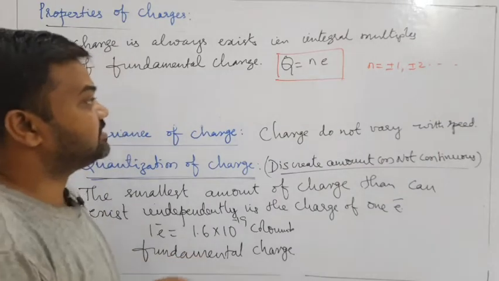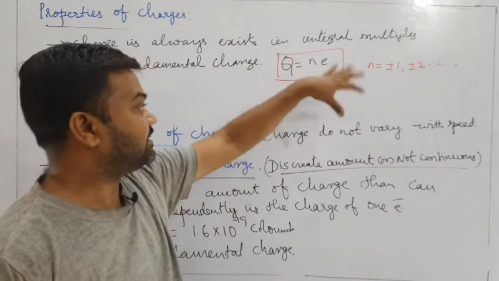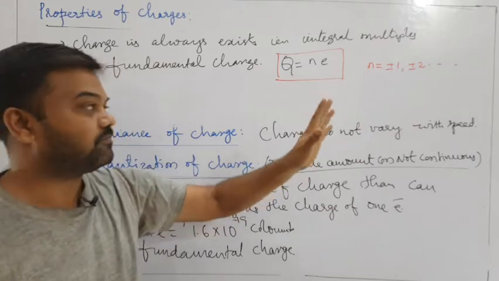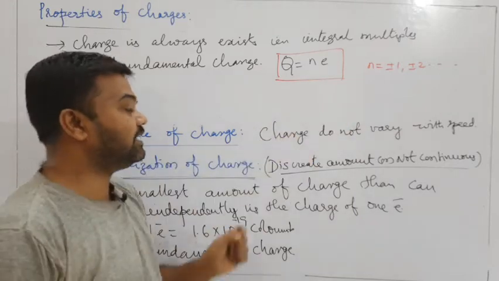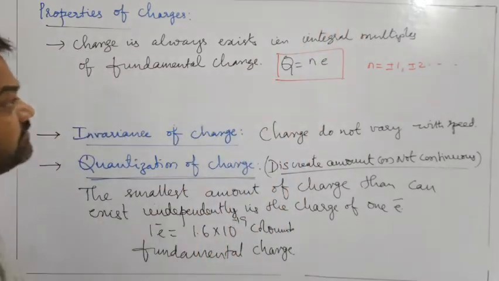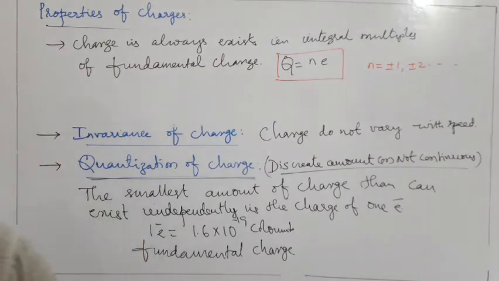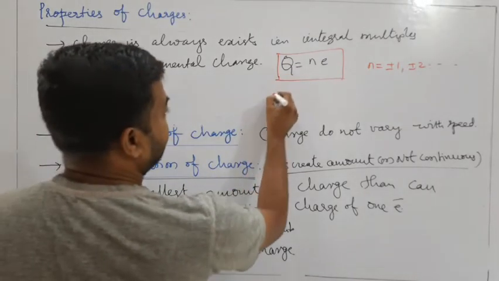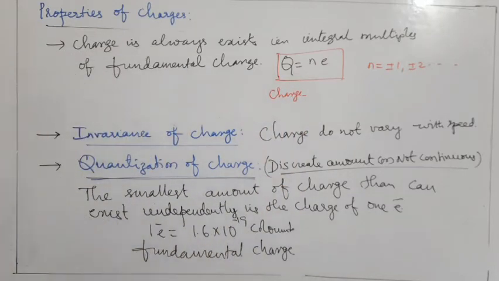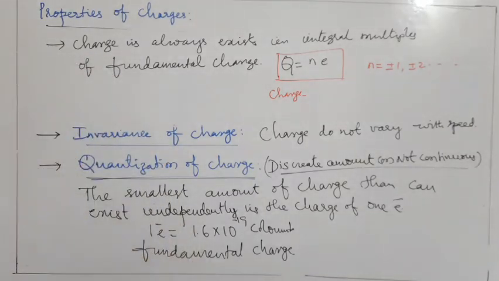That means, suppose n is equal to plus 1 or minus 1, we can say 1 electron is flowing, or 2 electrons, 3 electrons, like that. But 1.5 electrons does not flow. It will not be 1.5 or 2.5; whatever comes, it is in fixed amounts. Integral multiples of the fundamental charge is nothing but e, that's why we call it the fundamental charge. Okay, this is what we have. These are the properties of charges.